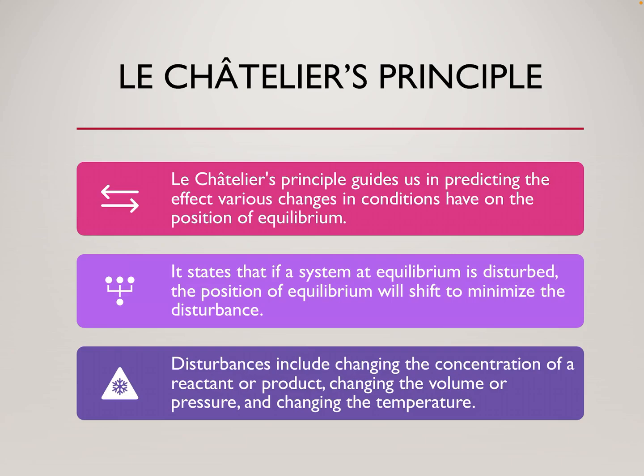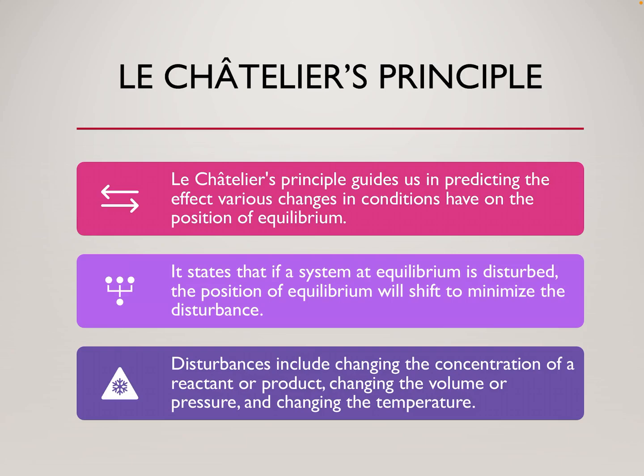Okay, so this is called Le Chatelier's principle. He's French, so he has a funny name, but Le Chatelier's principle guides us in predicting the effect of various changes in conditions on the position of the equilibrium. And it states that if we disturb our equilibrium, then the equilibrium will shift to minimize that disturbance. Okay, and we typically talk about it as shifting left or shifting right, or shifting towards the reactants or towards the products.